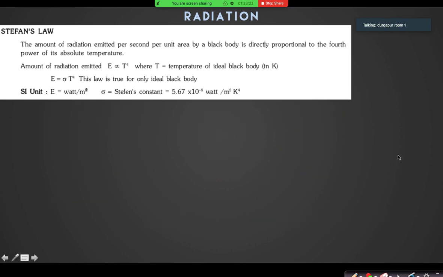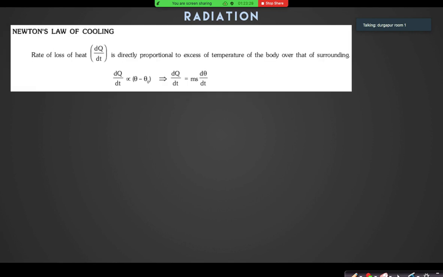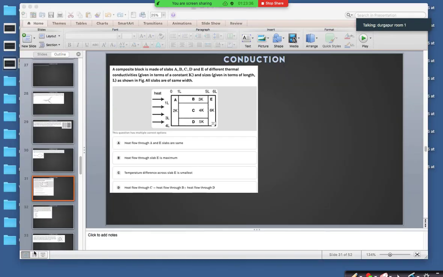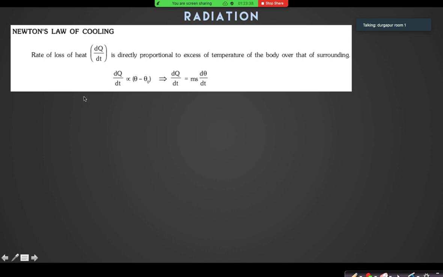Next, we will move to a simplified mathematical equation so that we can calculate the time, known as Newton's law of cooling. It depends on some approximation. The assumption that we will take here is that the difference between the surrounding temperature and the body temperature is small.